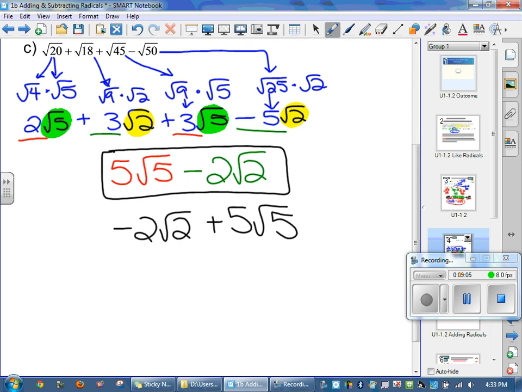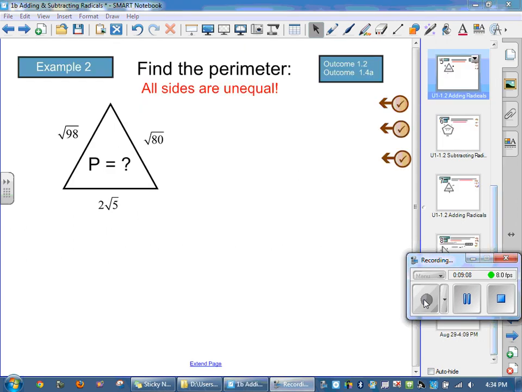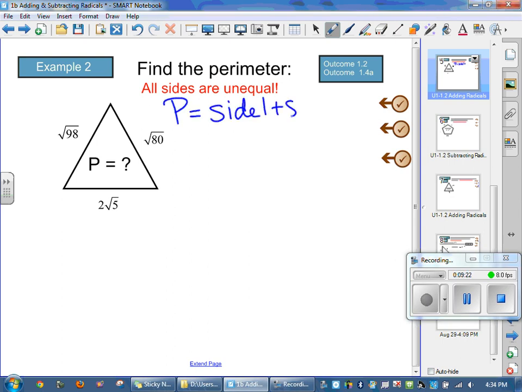Moving on, I have my perimeter. These are our problem-solving questions. We're applying what we know. So perimeter is adding all of the sides. Perimeter is going to be side 1 plus side 2 plus side 3. So I have perimeter is root 98 plus root 80 plus 2 root 5.